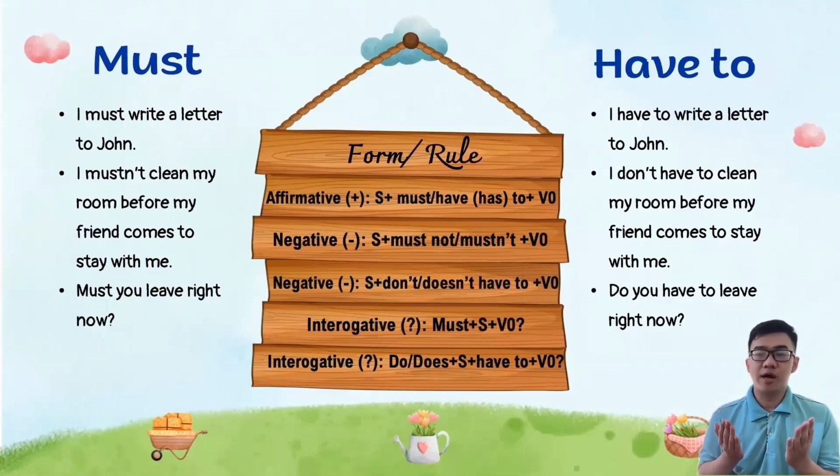For the affirmative one, we have subject plus must or have to plus bare infinitive. For the negative form, we add not after must. And for have to, we borrow do or does and add not after them. For the interrogative form, we bring must and do or does to the front of the sentence.